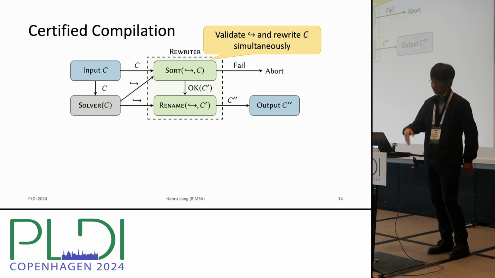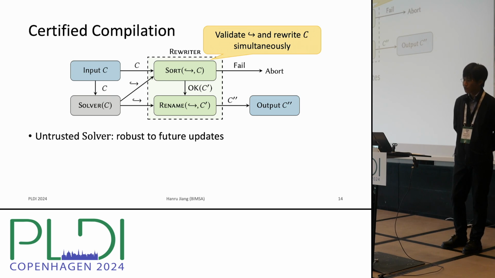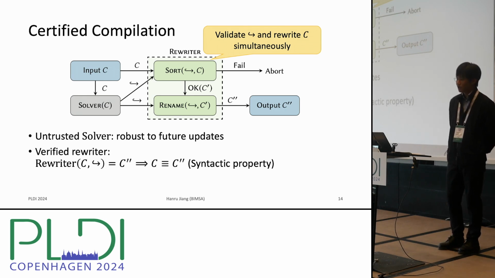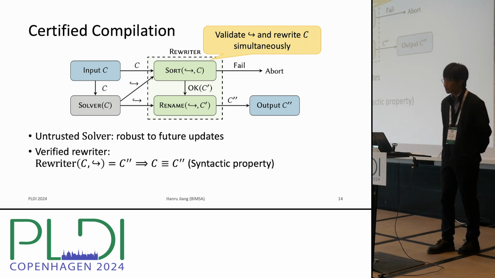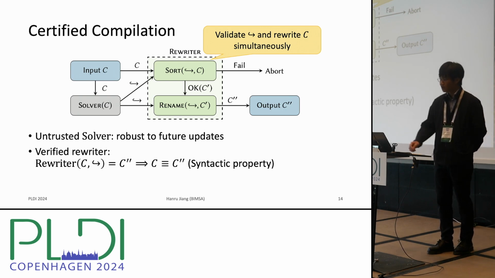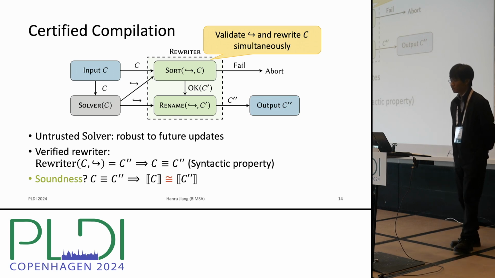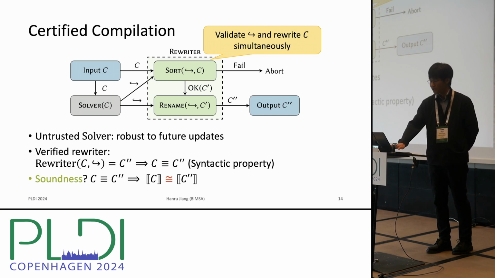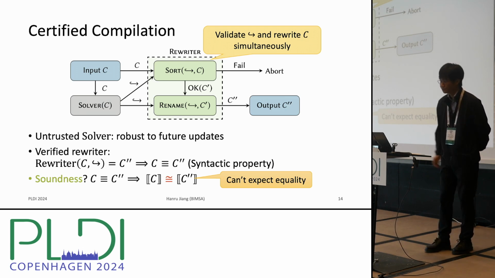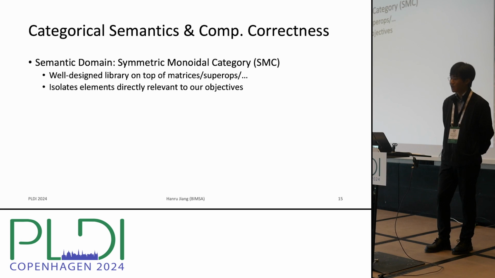So here is where we mixed validation and verification techniques. We never have to verify the solver, so the proofs are robust to future updates to the solver. What we really verified is that once the rewriter returns the result, the resulting circuit can be obtained by a series of the two circuit transformations mentioned earlier, which is a syntactic property. So the remaining proof obligation is to prove the soundness of these two circuit transformations. As we have explained before, we can expect an equality in their denotations, and we need better tools for manipulating permutations. So our solution is to adopt a symmetric monoidal category as our semantic domain.